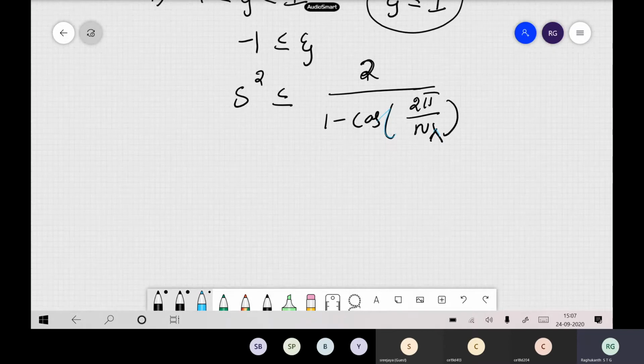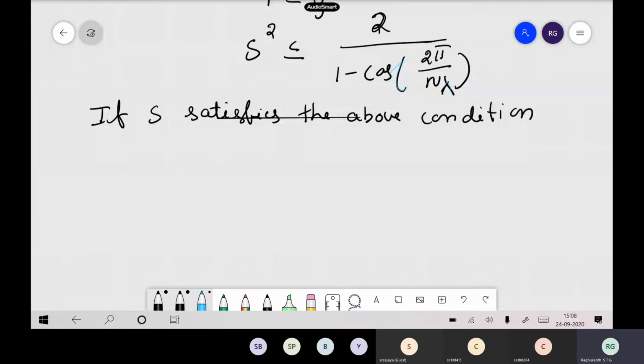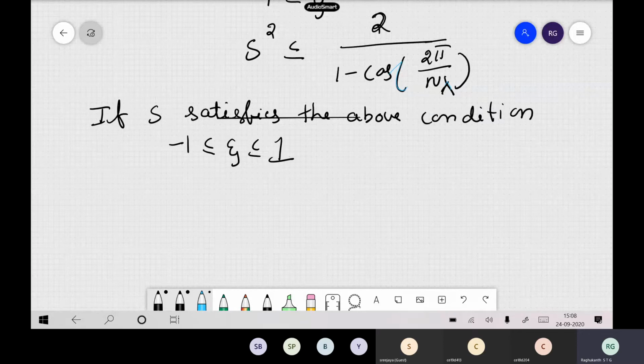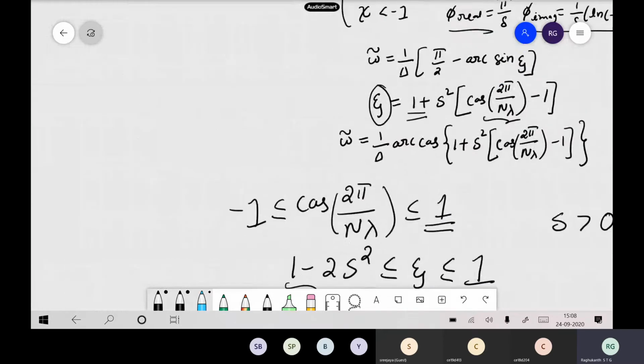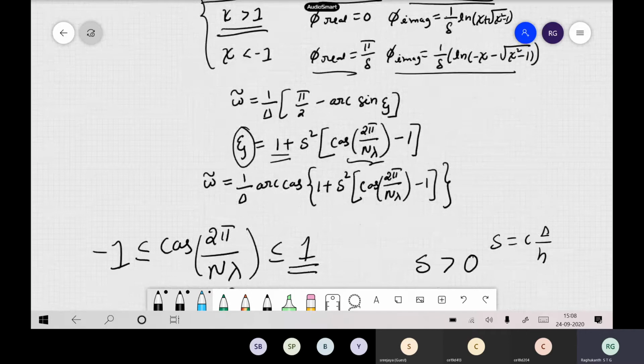Now if s satisfies the above condition, then psi always lies in this range. Since psi lies from minus 1 to plus 1, the imaginary component is 0, and omega bar is going to be purely real.